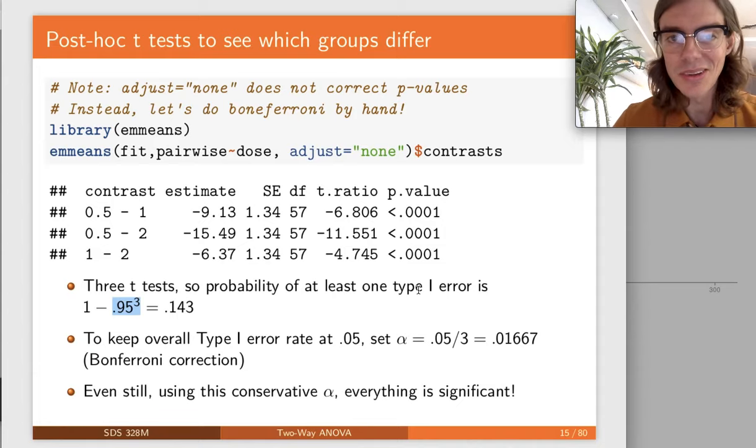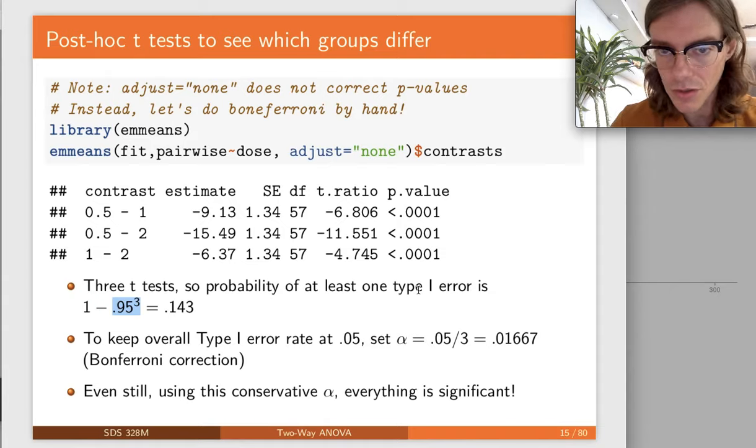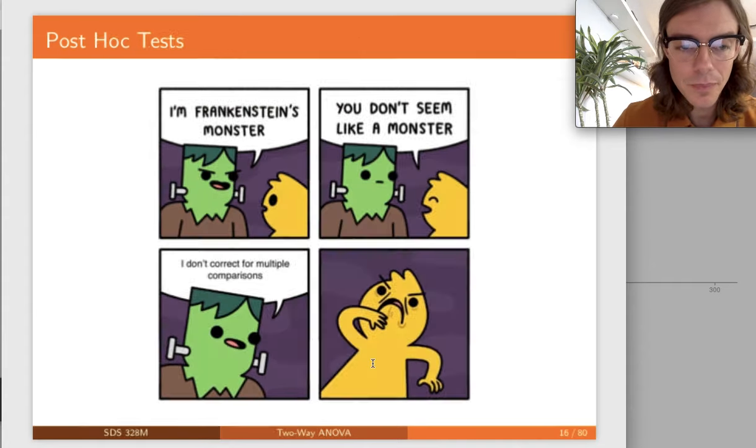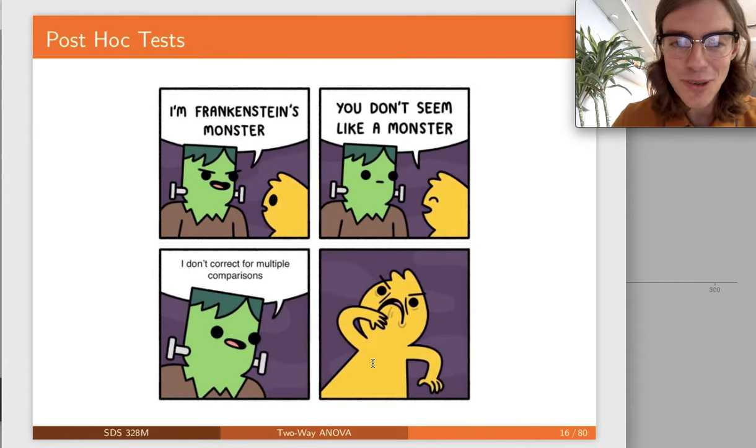Otherwise, you're capitalizing on chance, right? You're kind of cheating. You want to be able to say, hey, I want there to be a 5% chance that my conclusions are wrong. And that's what an alpha level of 0.05 means. In order to do that, you have to do this adjustment. Otherwise, you actually have close to a 14.3% chance that you're making a type 1 error, right? So anyway, cool. Always adjust for multiple comparisons during post hoc testing.